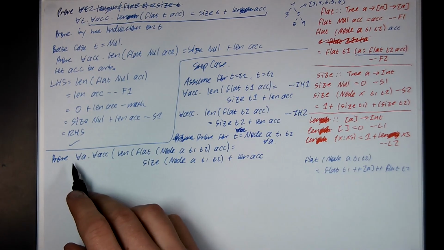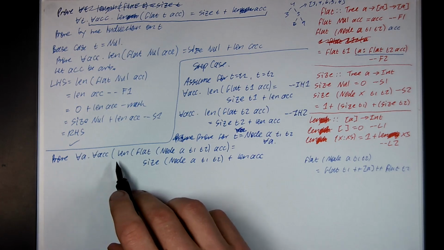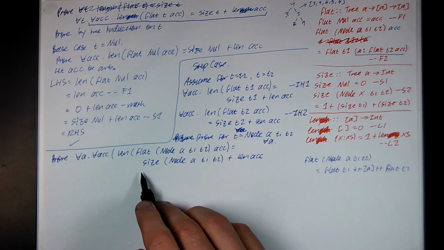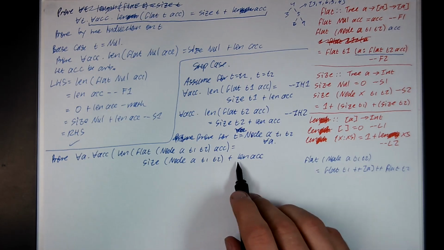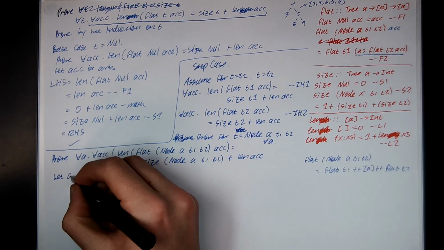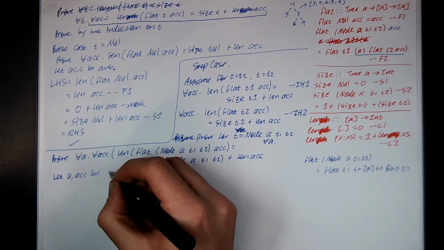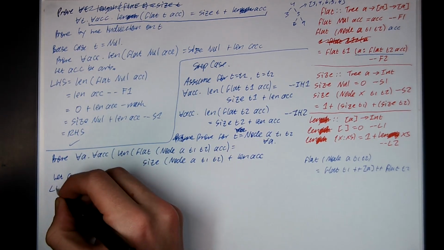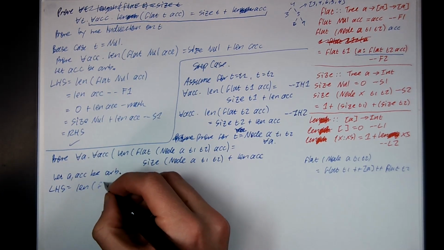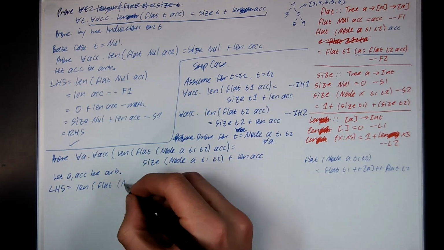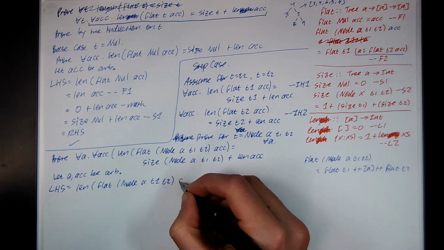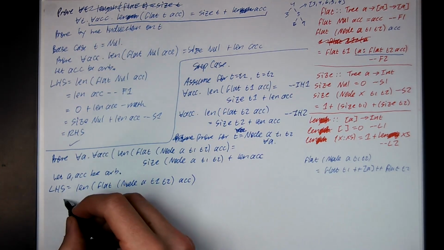So that is, we're proving for all A, for all AC, len flat, this whole new tree we've constructed, AC, equals the size of the new tree we've constructed plus the length of AC. Okay, so we let A and AC be arbitrary, and we'll start from the left-hand side. So the left-hand side is all this, the length of flattening the new tree, node A, T1, T2, and list AC. Okay, what is this equal to?